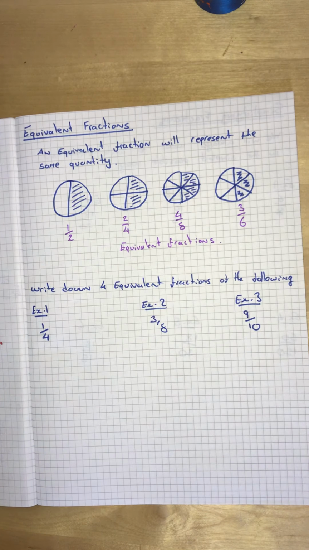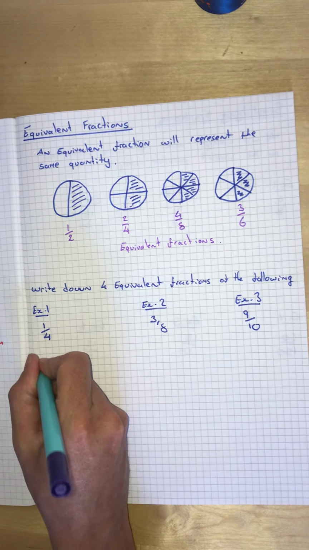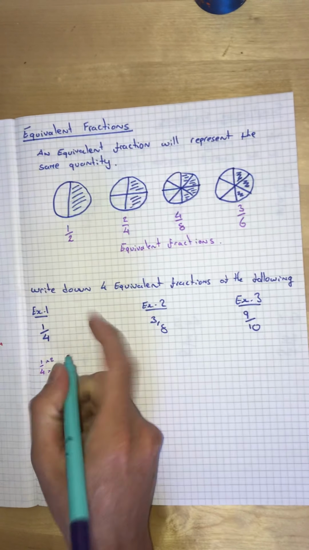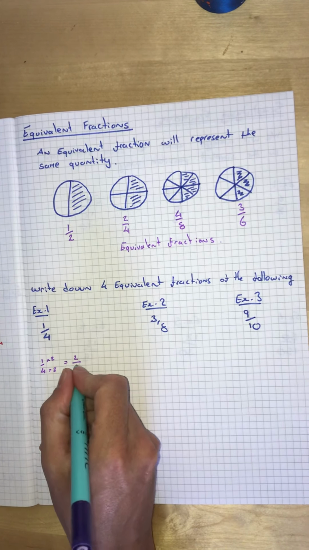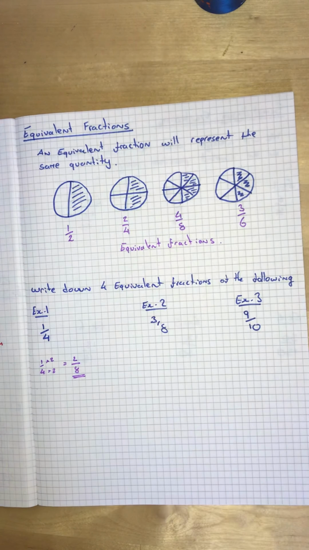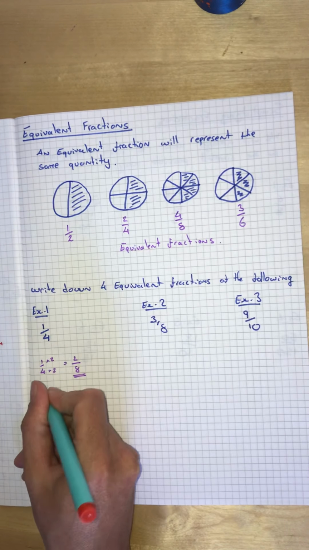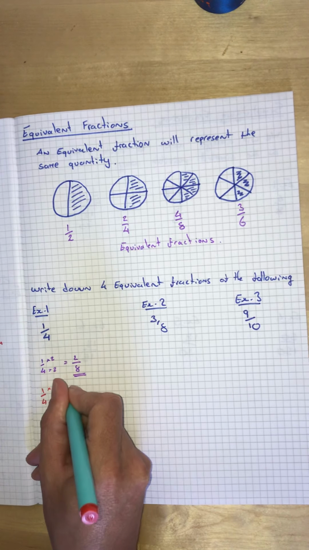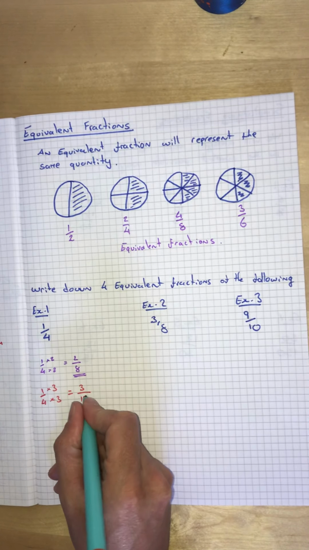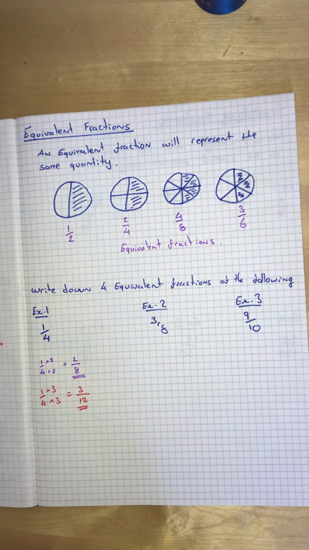If you've got a quarter, what I could do is times both of those numbers by 2. 1 times 2 is 2. 4 times 2 is 8. And that's an equivalent fraction. Whatever I've done to the top, I've also done to the bottom. Let's take another number. Let's multiply it by 3. Let's times the top by 3 and times the bottom by 3. 1 times 3 is 3. 4 times 3 is 12. And there is another equivalent fraction.